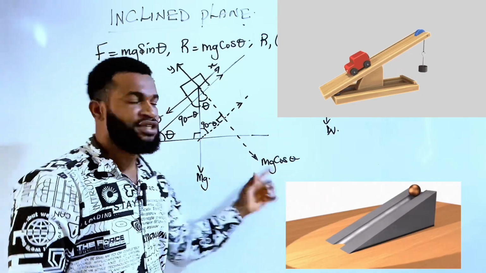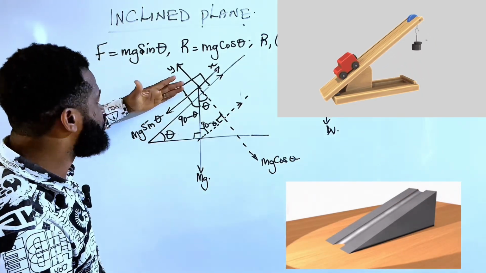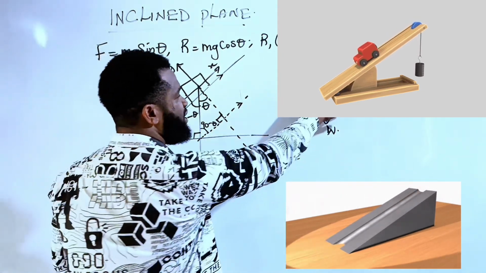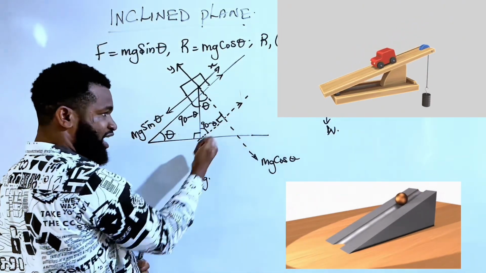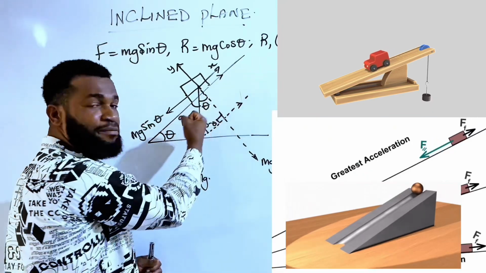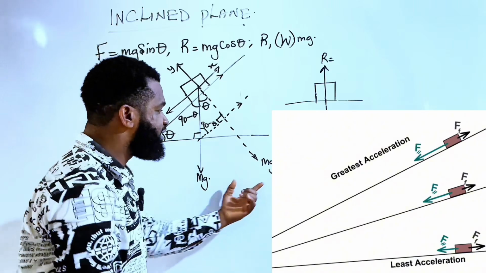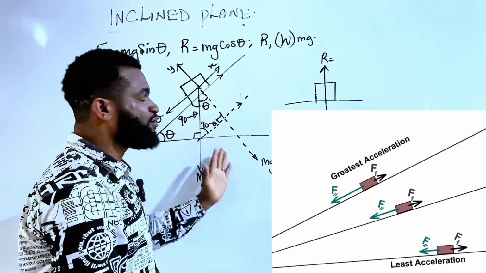mg cos theta. mg sin theta is the horizontal component with which the body on an inclined plane is going to fall down, the force which pulls the body on an inclined plane, or when a body is inclined at an angle. Why this mg cos theta is the vertical component.